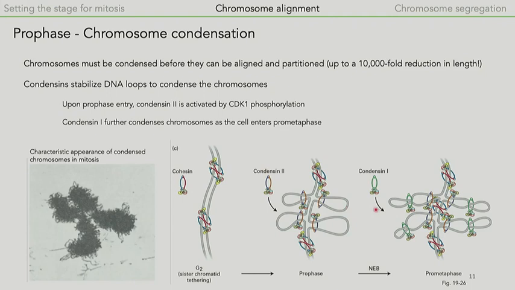So condensin will become loaded, creating all of these loops. And this gives rise to the characteristic image that many of us have of human chromosomes, that X shape. Those are condensed chromosomes, right? And that's mediated through condensin.